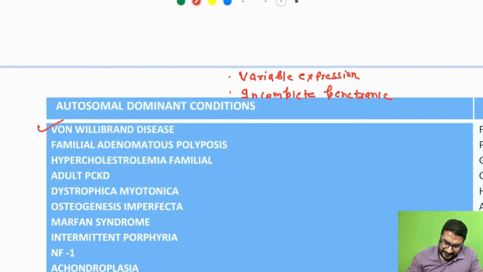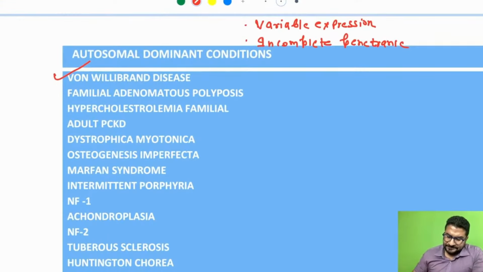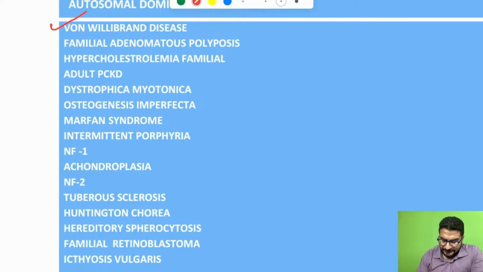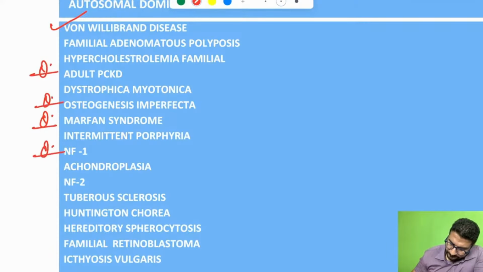So here we have von Willebrand disease, familial adenomatous polyposis, hypercholesterolemia, which is familial hypercholesterolemia, ADPKD, myotonic dystrophy, osteogenesis imperfecta, Marfan syndrome, acute intermittent porphyria, NF1, NF2, achondroplasia, tuberous sclerosis, Huntington chorea, hereditary spherocytosis. तो मैं यहाँ पर आपको बता रहा हूँ कि then we have familial retinoblastoma, ichthyosis vulgaris. कितने क्वेश्चन आए? सो लुक एट द स्क्रीन. अब मैं क्वेश्चन मार्क कर रहा हूँ जो क्वेश्चन आपके एग्जाम, FMG specific क्वेश्चन आए. So these are the questions that came from autosomal dominant only.